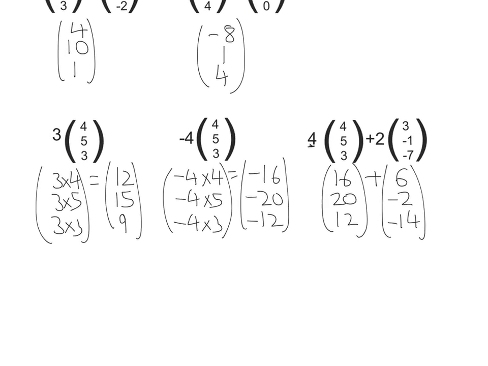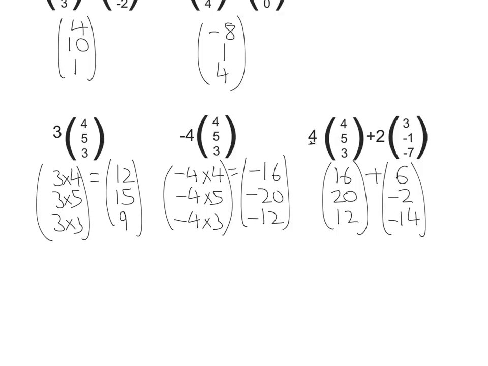And now I can just add these two together, line by line. So 16 adds 6 is 22. 20 plus negative 2, well, the same as 20 take away 2, so that's 18. And the last one, 12 plus negative 14, that's the same as 12 take away 14, so that's negative 2. So my answer is 22, 18, and negative 2.